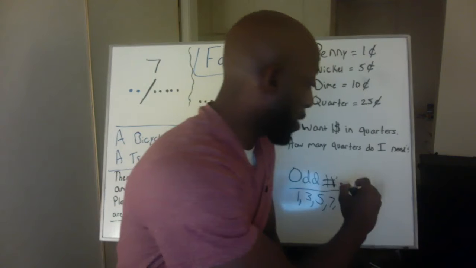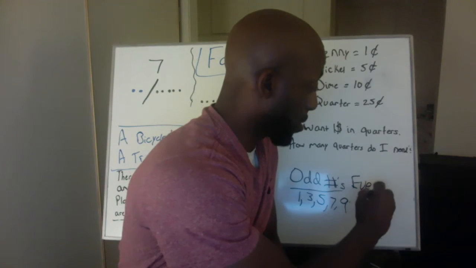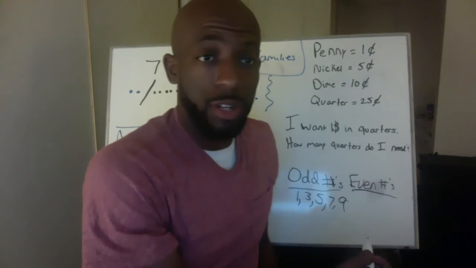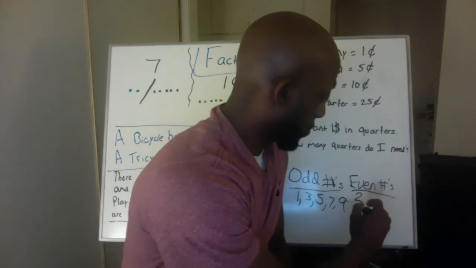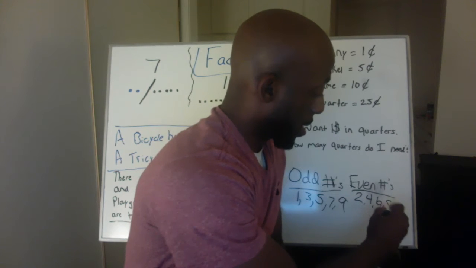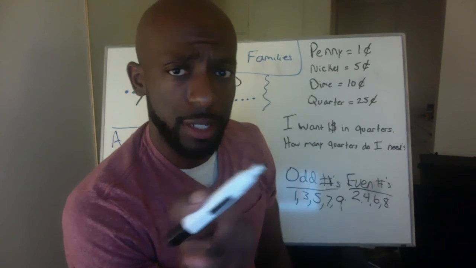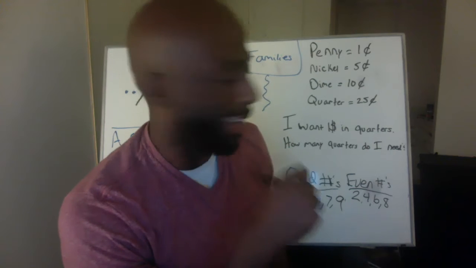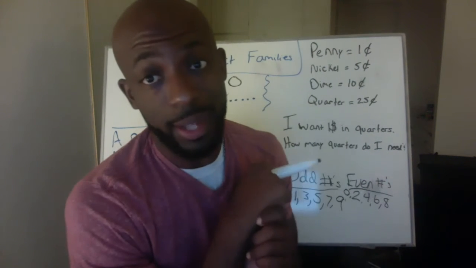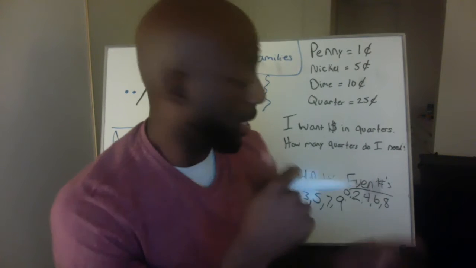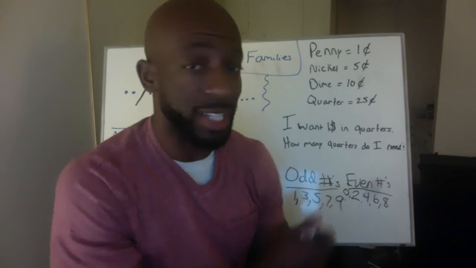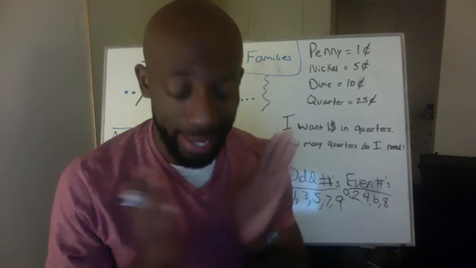And if you know what the odds are, you also have to know what your even numbers are. So our even numbers are what? We can write 2, 4, 6, 8. Did I forget something? You're right. I forgot to start with the 0. 0 is an even number as well. So anything that ends with a 0, 2, 4, 6, or 8 is even. Anything that ends with a 1, 3, 5, 7, or 9 is odd. Those are your even and odd numbers.